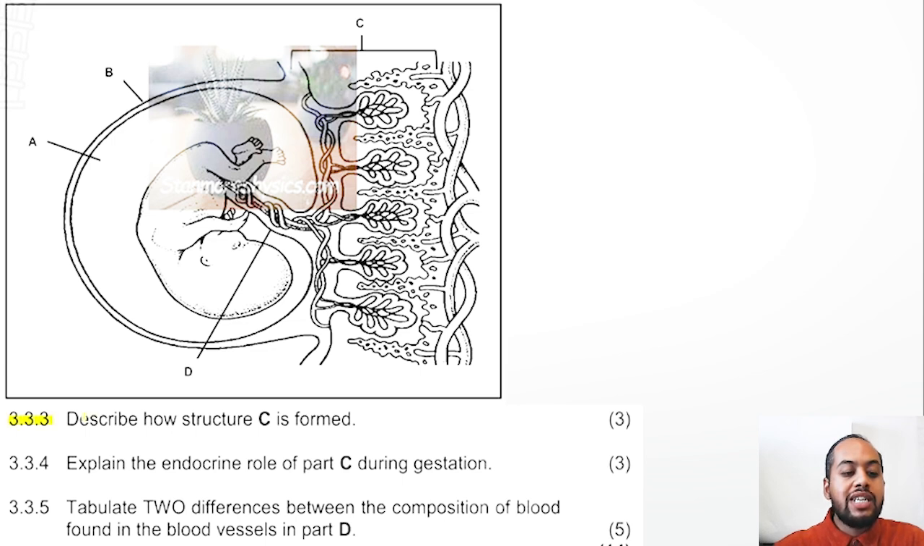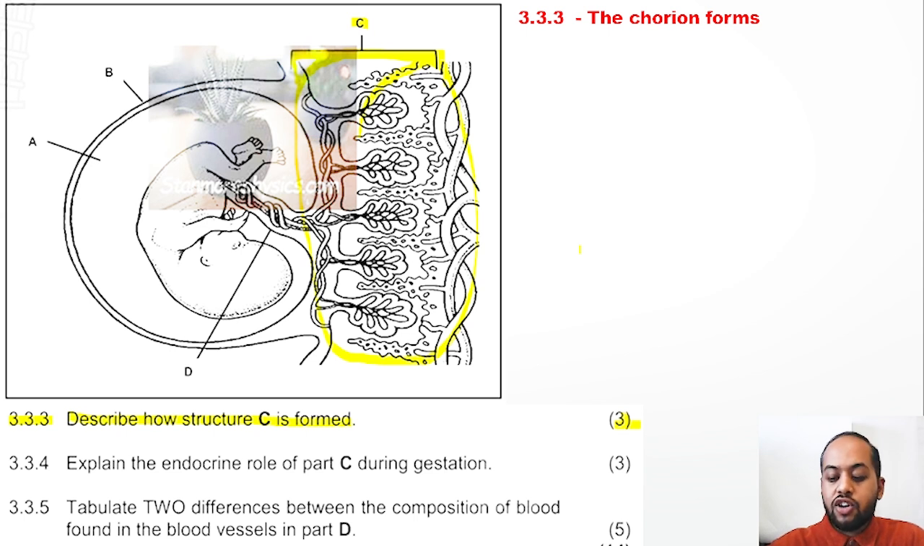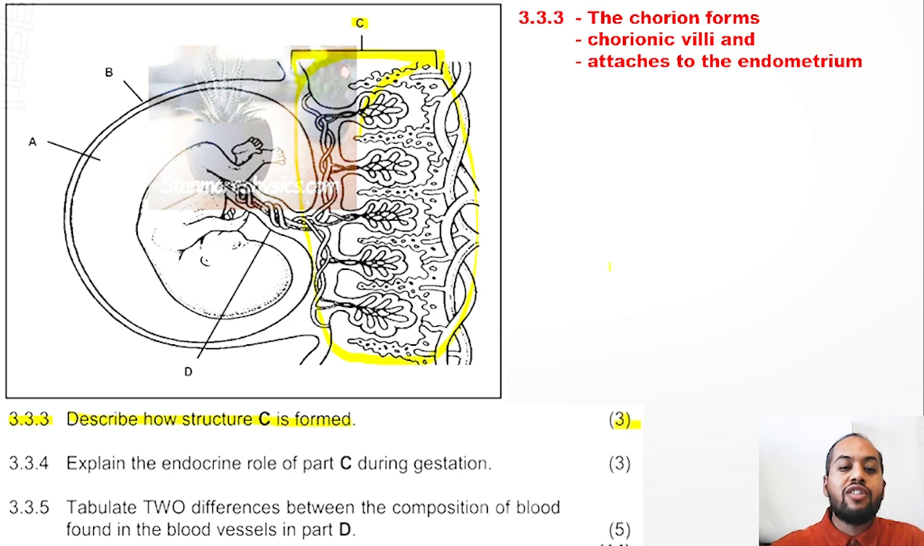Question 3.3.3 says describe how structure C is formed, for 3 marks. Structure C, this is what we are referring to. How is the structure formed here? So what do we have here? We have the placenta. We then have the chorion. The chorion formed the chorionic villi. So we're answering that. We are saying that the chorion forms the chorionic villi and attaches itself to the endometrium. That's simply what we are describing. So the chorion formed the chorionic villi, which attached itself to the endometrium, for 3 marks.